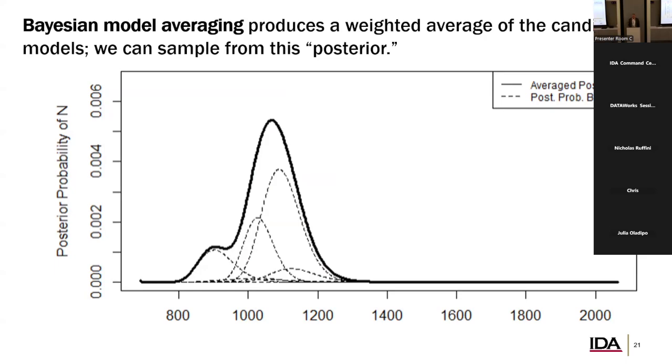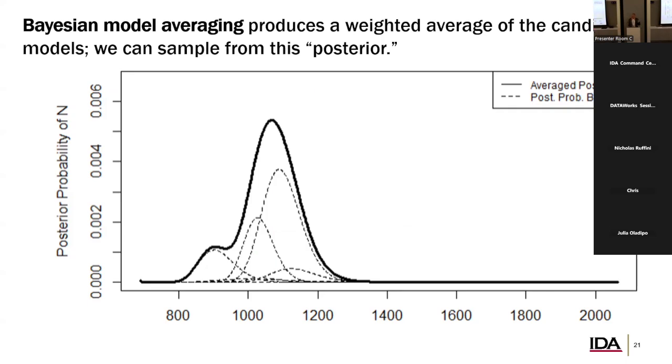There are R packages that will take the output of R capture and do some Bayesian model averaging. I think the DGA is the title of this R application. I'm not seeing my notes here, so I'm just kind of winging this. You can see the dashed line populations are each of those underlying models, and the bold line is a Bayesian weighted averaging of those models.